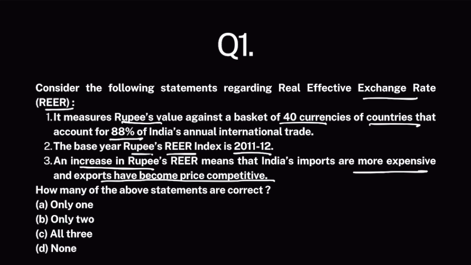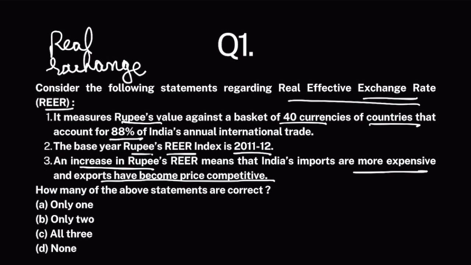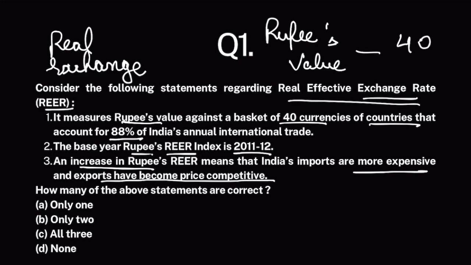Okay. So real effective exchange rate actually is a real exchange rate. Exchange rate is like $1 is equal to 85 rupees. Similarly, we have real exchange rate. But real effective exchange rate actually measures rupee's exchange value with a basket of 40 currencies taken together. So there are 40 currencies against whom we measure the value of rupee taken together.